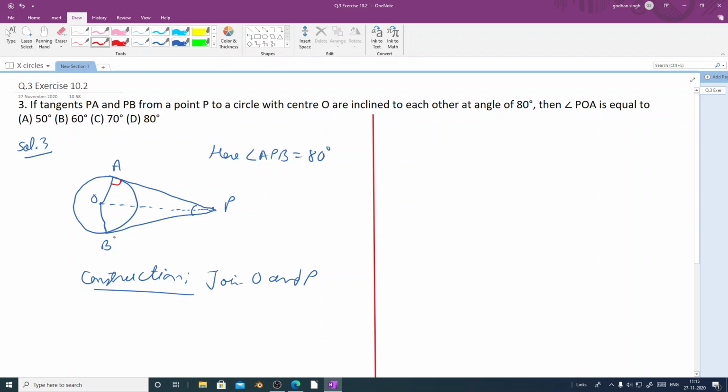Angle A and angle B both are 90 degrees. Why are they 90 degrees? Because OA is the radius and PA is the tangent. At the point of contact we know that the radius is always perpendicular to the tangent. So here, OA is perpendicular to AP, OB is perpendicular to BP, and therefore we can say that angle A equals 90 degrees, angle B equals 90 degrees.